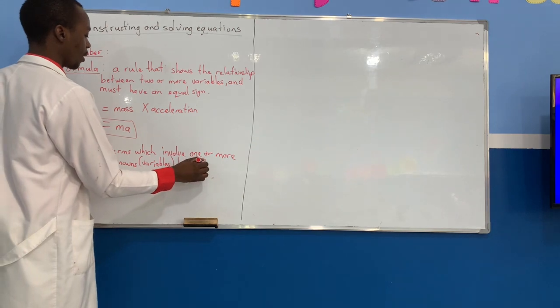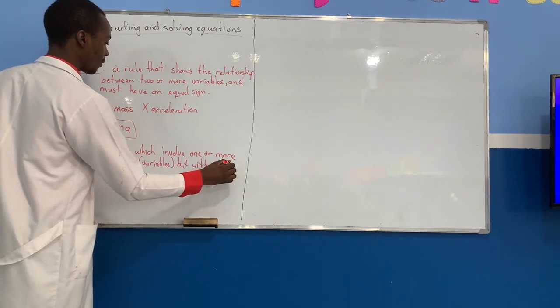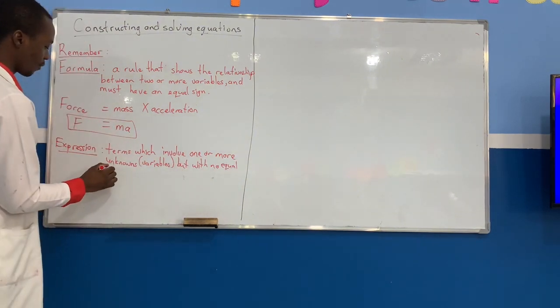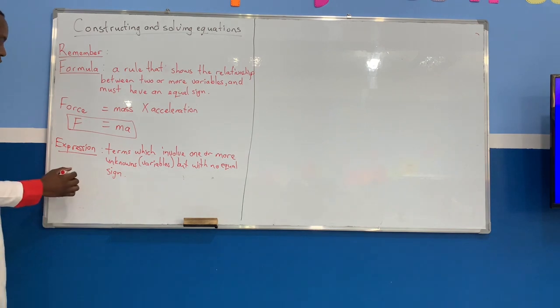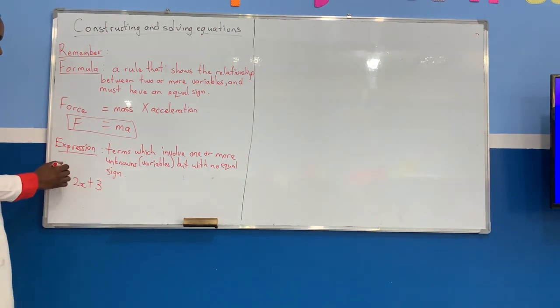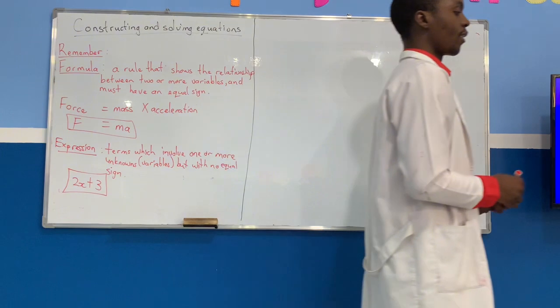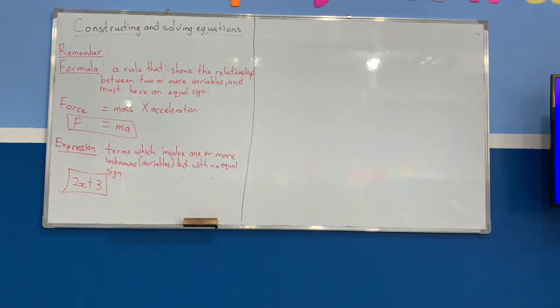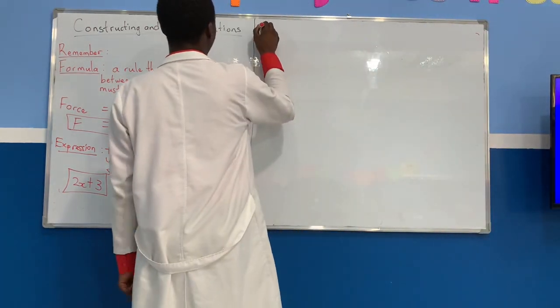a squared plus 2b, 3x minus 7, 2x plus 1, or the one which I'm going to write here, 2x plus 3. This is an example of an expression. It has got one unknown term which is x, and it has got another term 3 which is a constant. Alright, so let's move on.